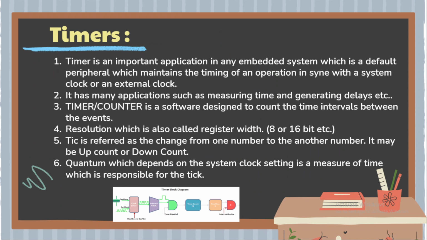Timer. Timer is one of the important applications in an embedded system, which is a default peripheral that maintains the timing of operation in sync with the system and an external clock. It has many applications such as measuring time and generating delays. A timer or counter is software designed to count the time interval between events. A tick is referred to as the change from one number to another number.